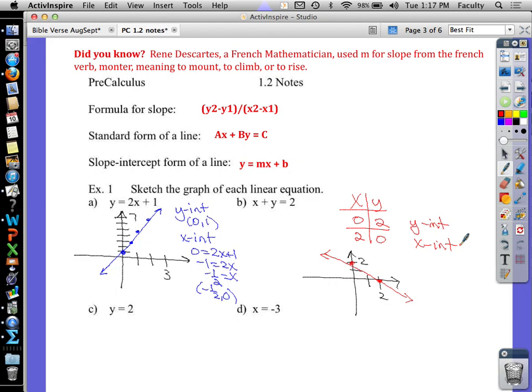There's nothing wrong with that, but sometimes it's more work than you need to do. But if I subtracted x, do you see it have y equals -x plus 2? It is a negative slope. All right, letter C. Y equals 2.